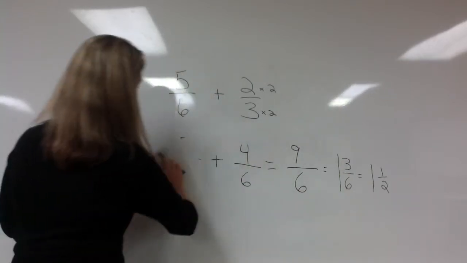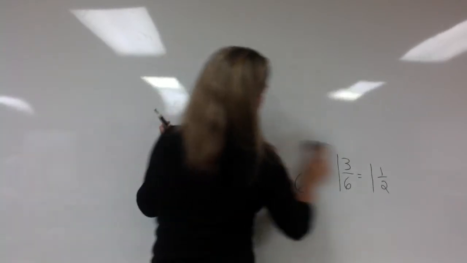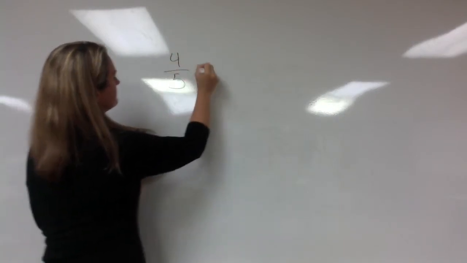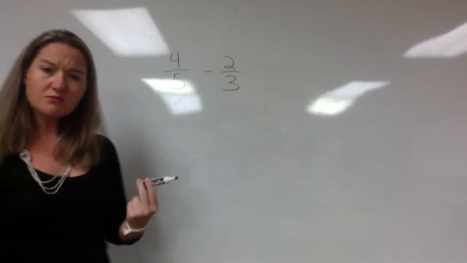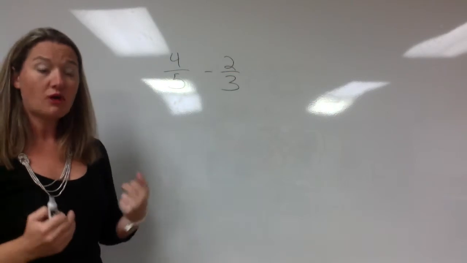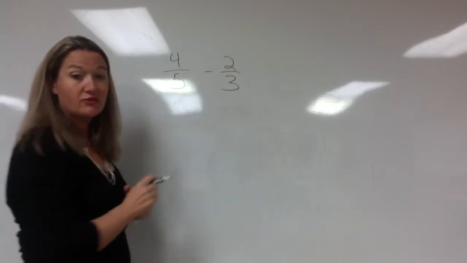All right, so that's for addition. Now let's work on subtraction. Okay, so let's do 4/5 minus 2/3. Okay, and subtraction is just the same as addition. We have to come up with a common denominator. Okay, so we've got 5 and 3.